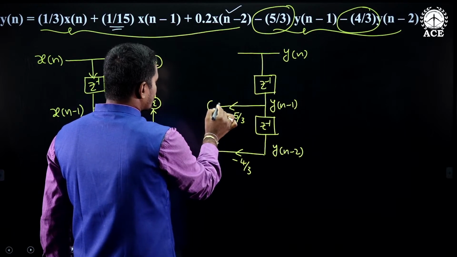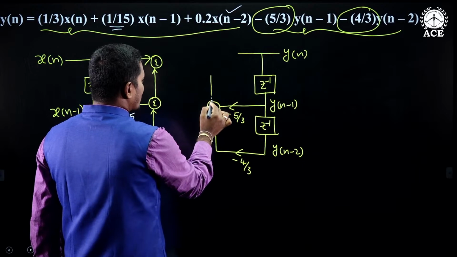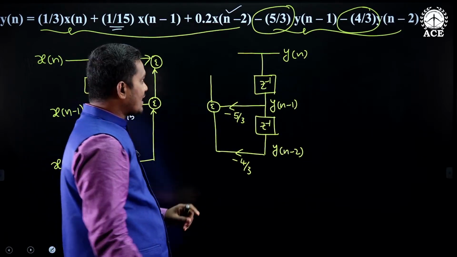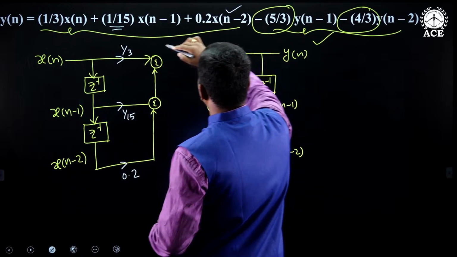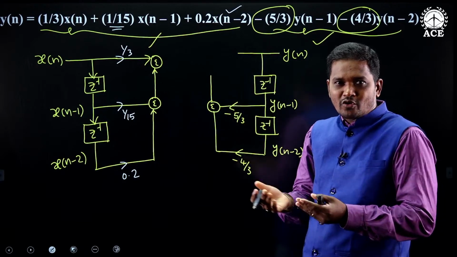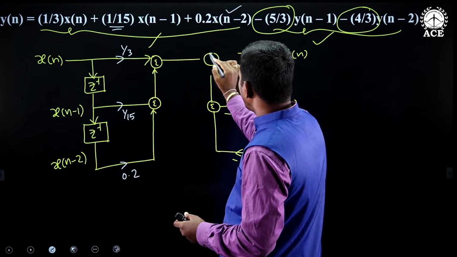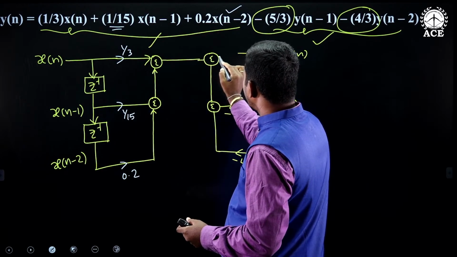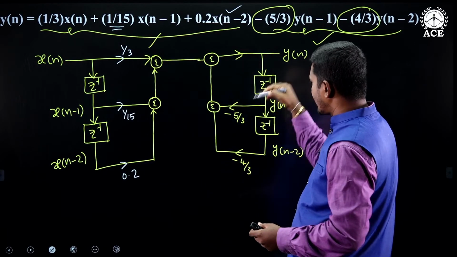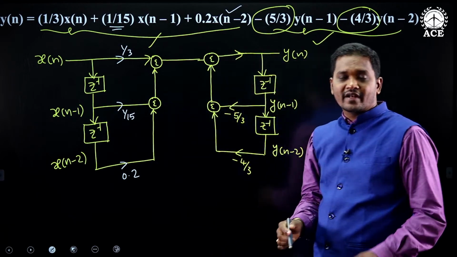Let us add these two. What is the output of this? Minus 5 by 3 y of n minus 1, minus 4 by 3 y of n minus 2. This part is completed. How to get y of n? By adding those two. You just need to add this output, and I am adding, and this generates y of n. Arrows are important. This is the direct form 1 realization.